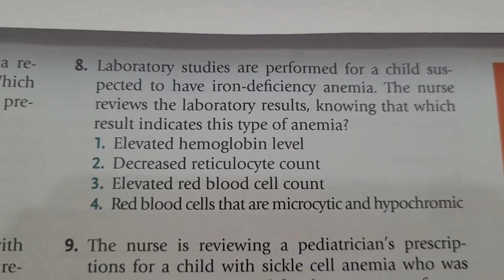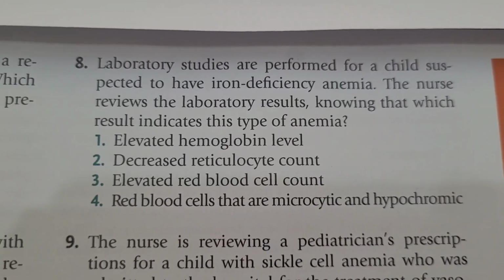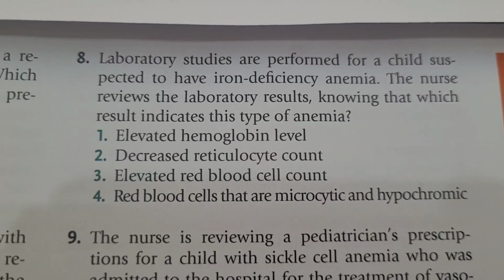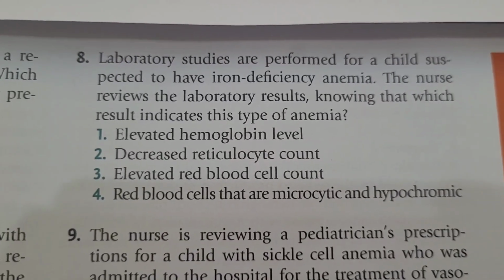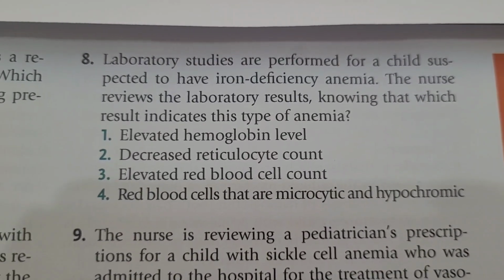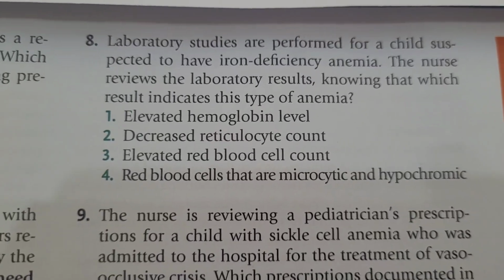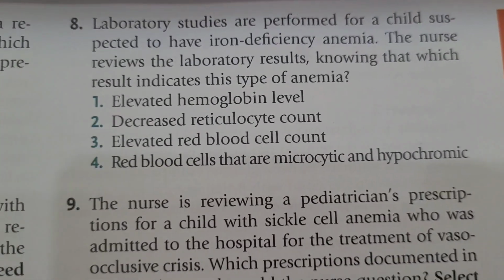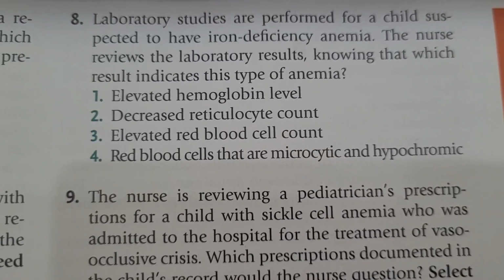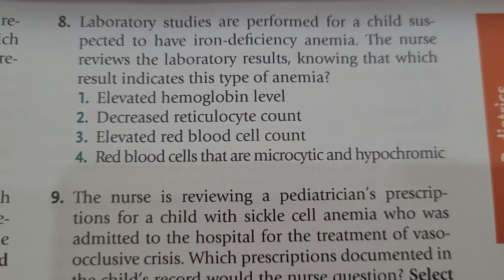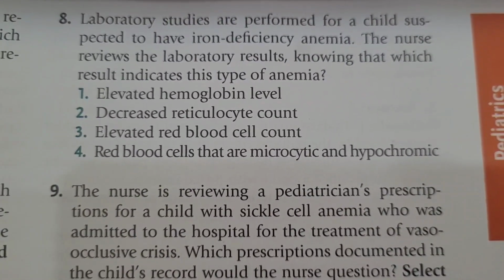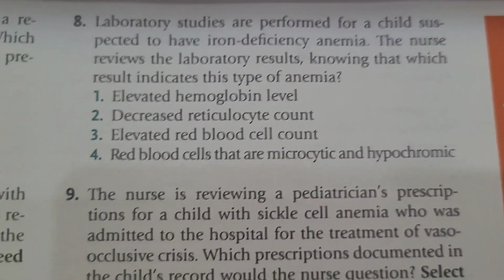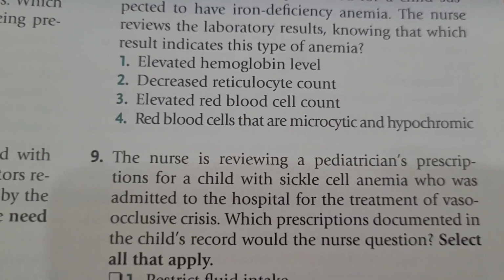Our next question is, laboratory studies are performed for a child suspected to have iron deficiency anemia. The nurse reviews the laboratory results knowing that which result indicates this type of anemia? Number 1, elevated hemoglobin level. Number 2, decreased reticulocyte count. Number 3, elevated red blood cell count. Number 4, red blood cells that are microcytic and hypochromic. So here the strategic point is to focus on the subject.